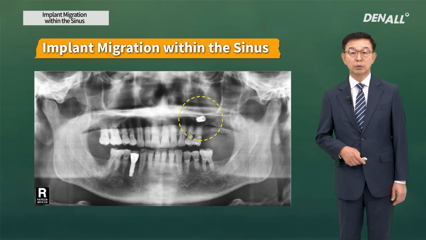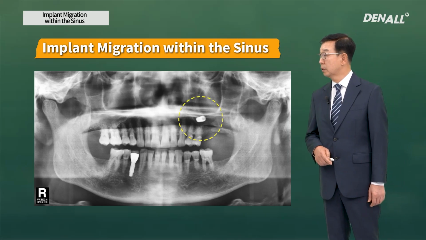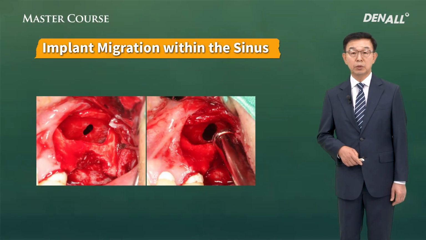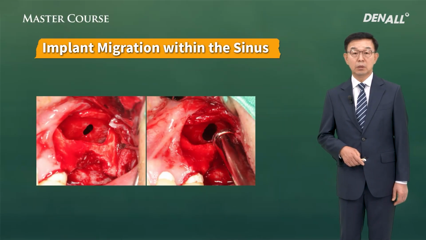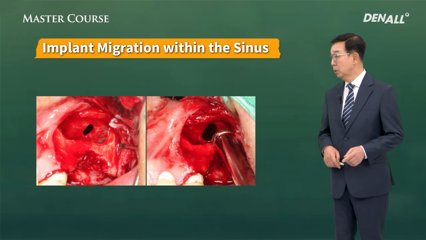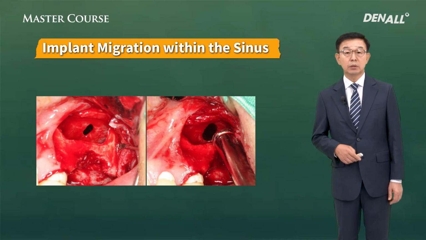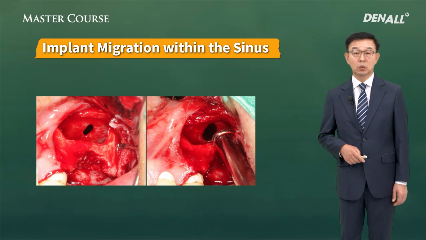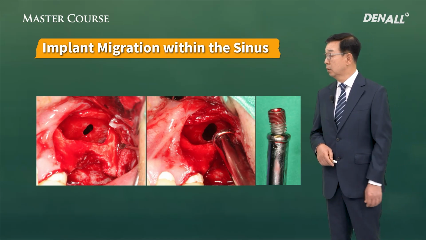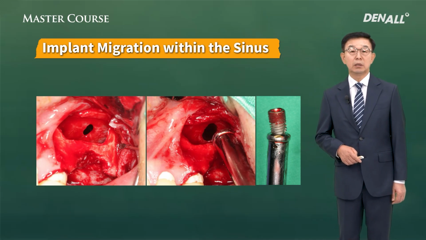In the case of this patient in number 20, the implant migrated into the sinus. The lateral window approach was taken. Because I needed to remove the implant, I perforated the sinus membrane intentionally. You need to use a large size suction and insert it in the sinus. When you turn it on, with negative pressure, the implant comes out.